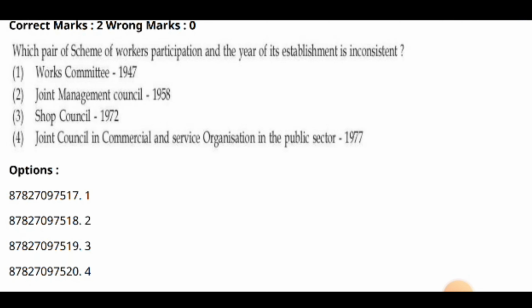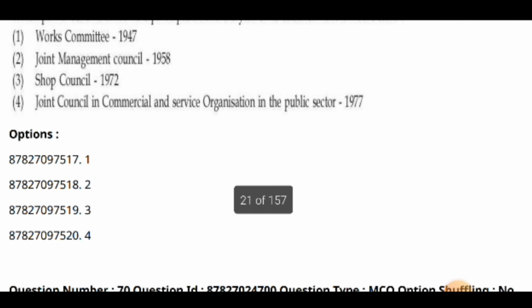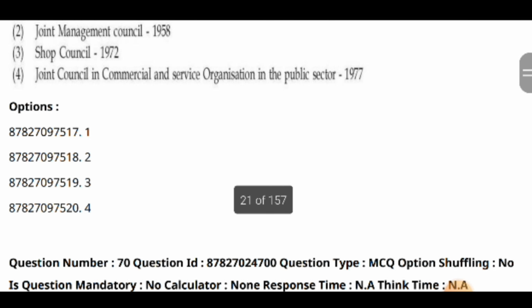This can be asked as a different question, so this area is very important. You have to remember Works Committee 1947, Joint Management Council 1958, Shop Council 1975, and Joint Council in Commercial and Service Organization in Public Sector in 1977.